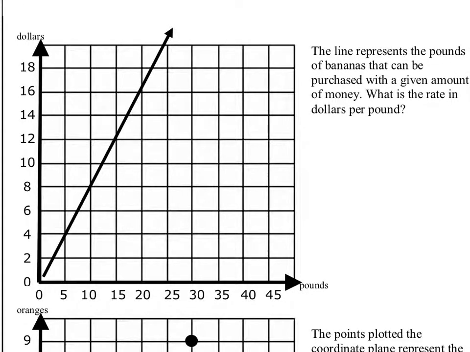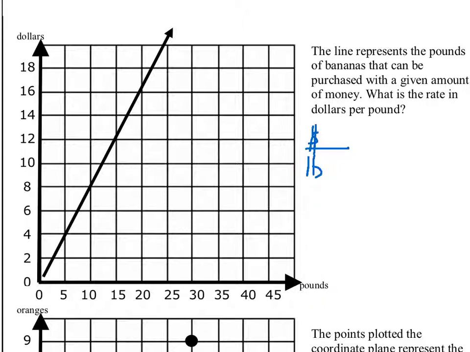This one gives us the line. It says the line represents the pounds of bananas that can be purchased with a given amount of money. What is the rate in dollars per pound? So what are the units that we're supposed to have in our rate? Our answer is supposed to be in what units, Patrick? Yeah, dollars over pounds.